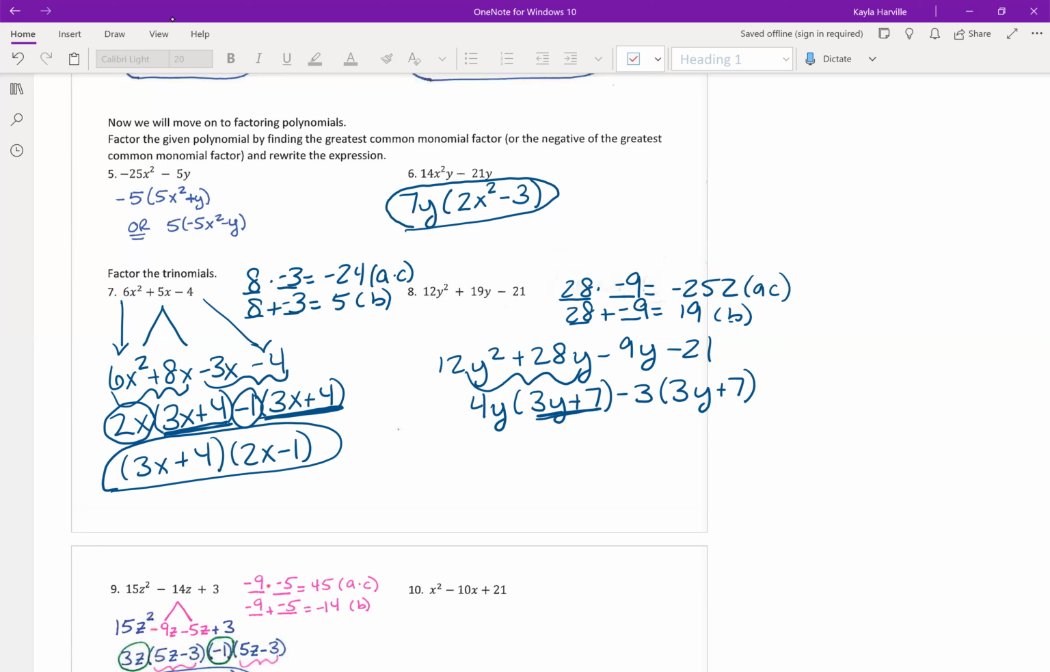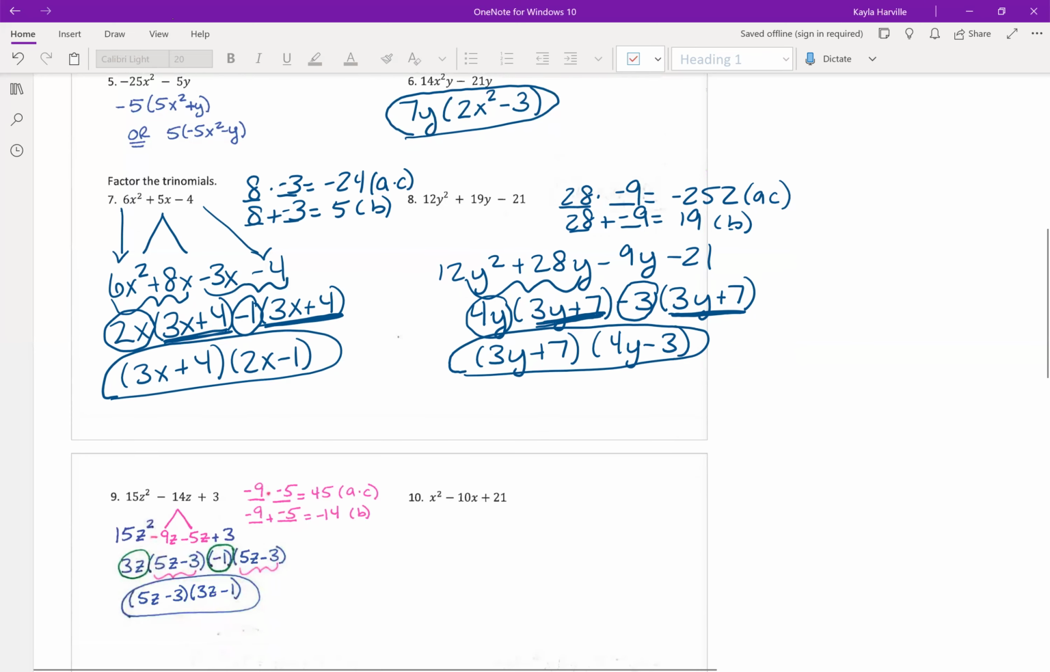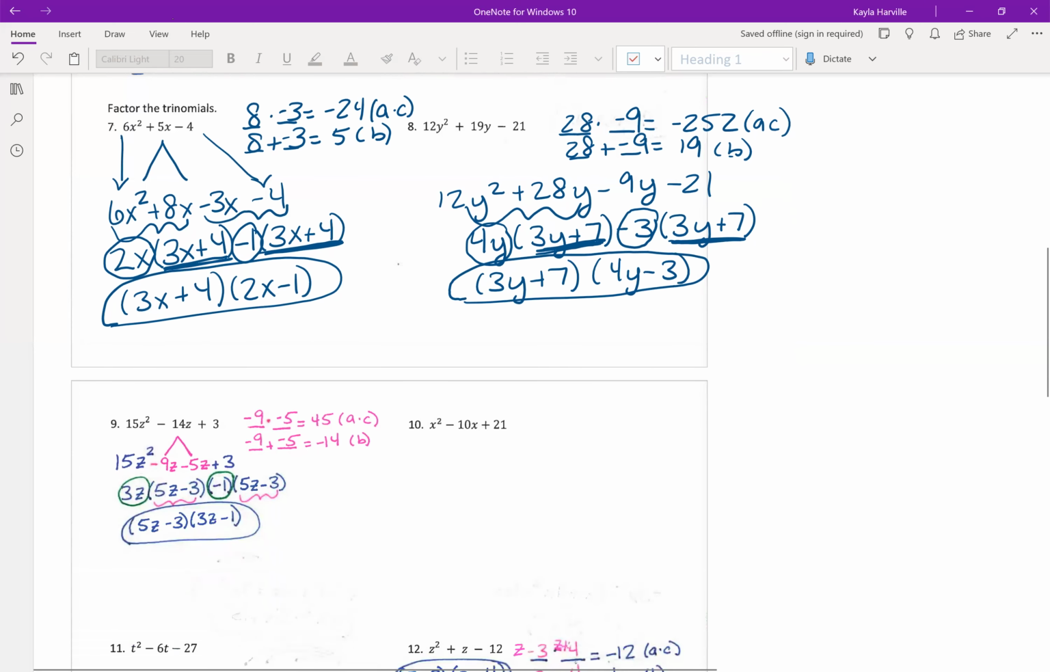So we can see that 3y plus 7 is a common factor in both. So we're going to bring that out: 3y plus 7. And then notice I've got 4y minus 3 left. So 4y minus 3 is the other factor. And I've done a third one for you.